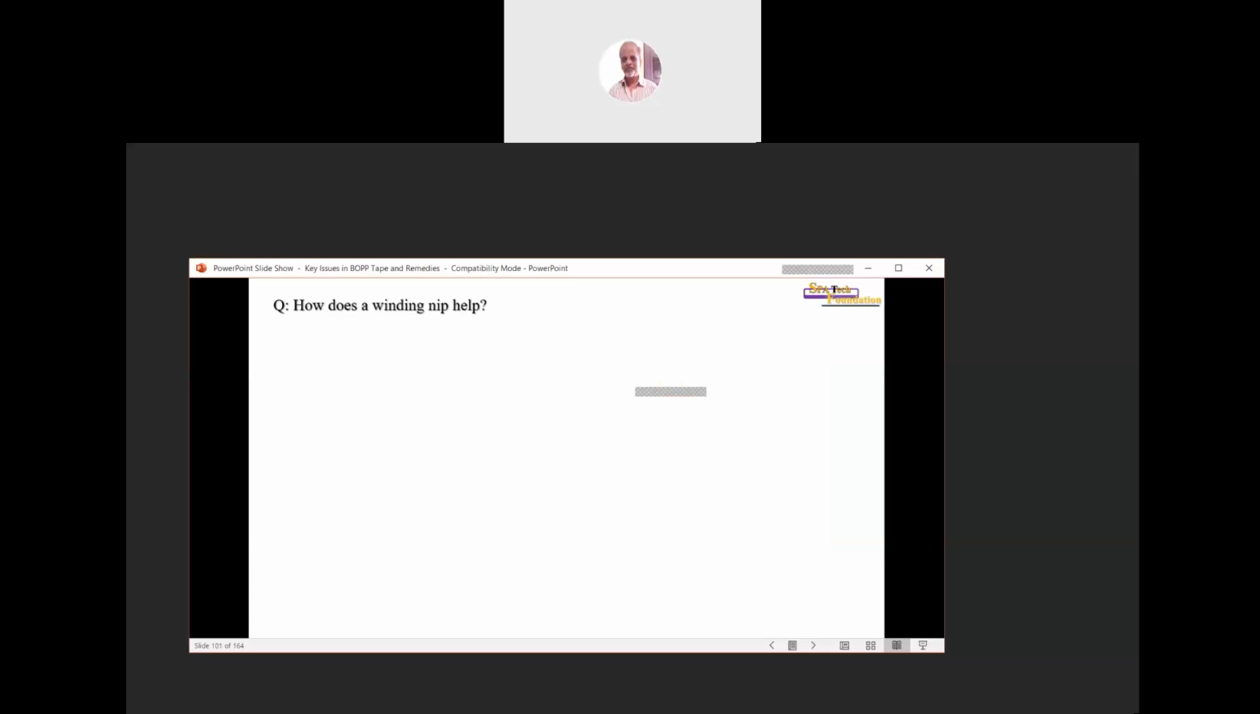How does a winding nip help? You can see a figure here on the left-hand side of the picture, the nipping roll, and how it can help drag out the entrapped air. The same thing is shown in the second figure.